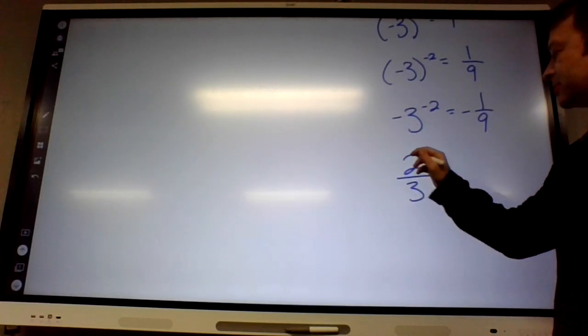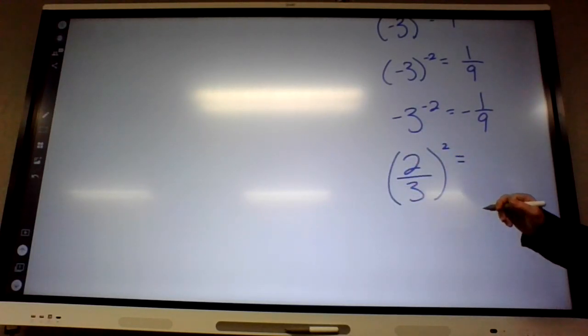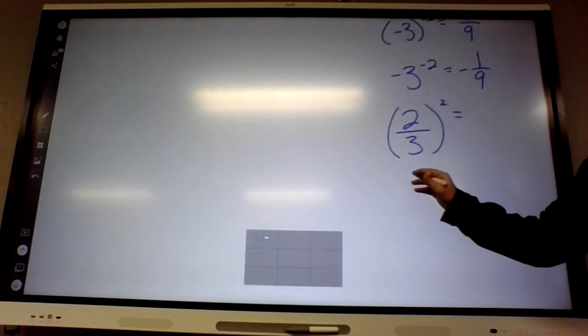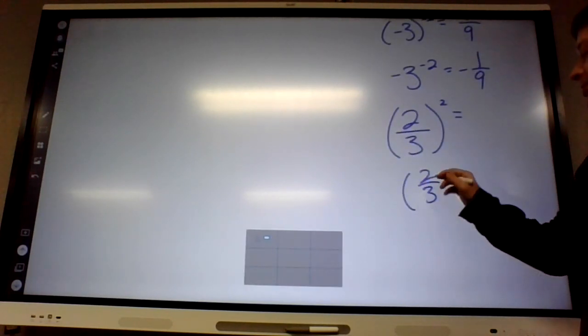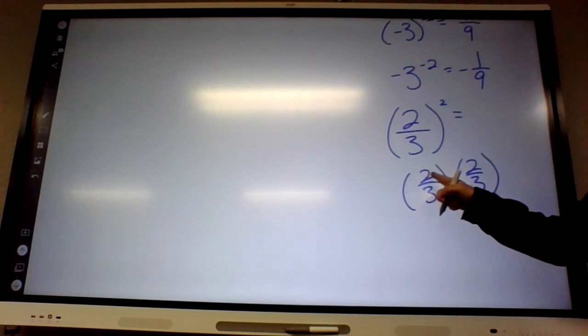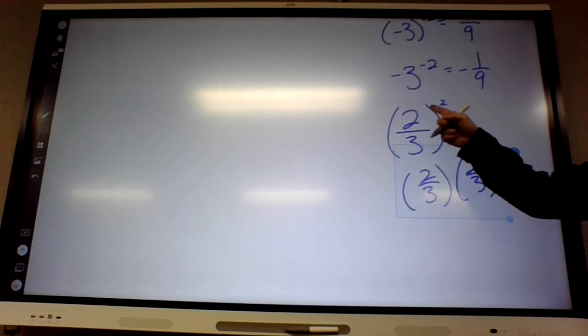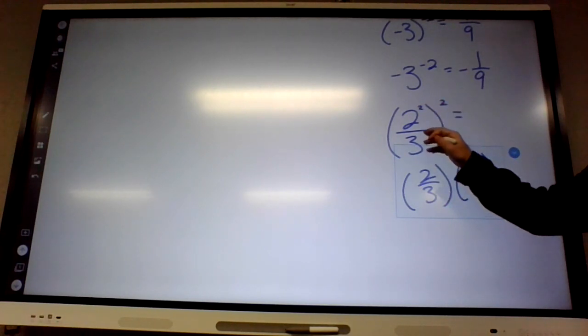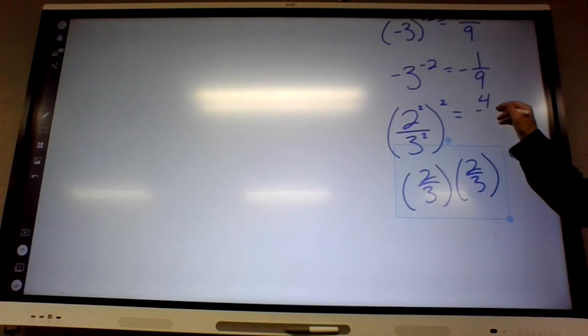How about 2 thirds squared? Well, what does it mean? It means 2 thirds times 2 thirds. 4 ninths. So how do you multiply fractions? Top times top, bottom times bottom. So really, both of these are just squared. So it's 2 times 2, 3 times 3, 4 ninths.